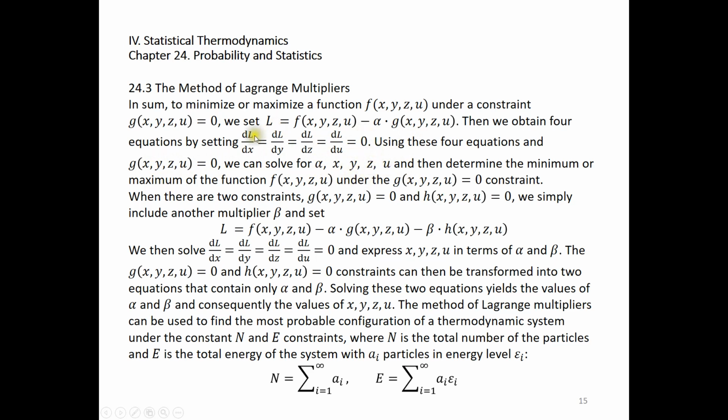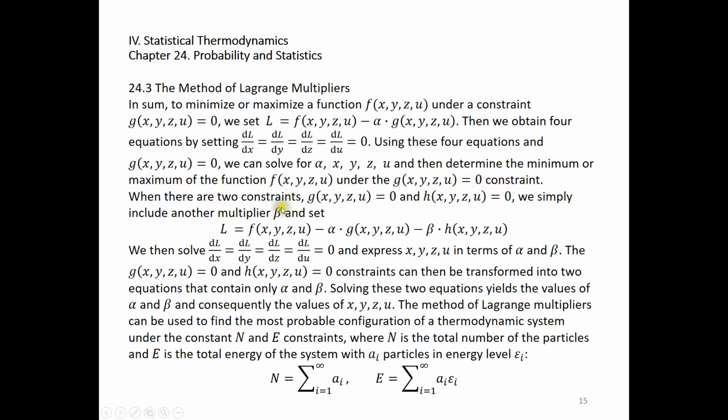And usually we just express x, y, z, and u in terms of alpha and then plug into the constraint over here and solve for the value of alpha first. And then we get the values of x, y, z, and u. So anyway, this is pretty simple. We can just minimize or maximize a function under this kind of constraint.